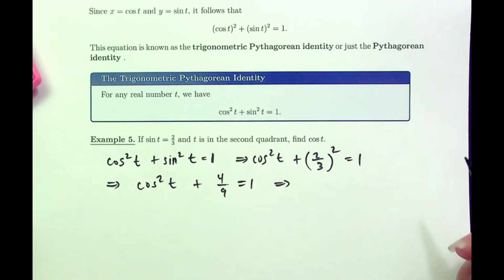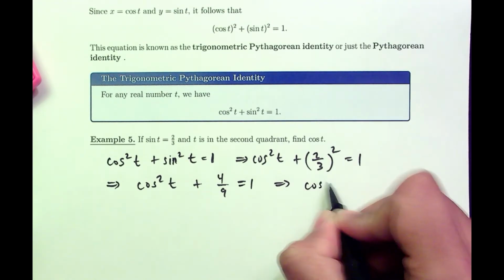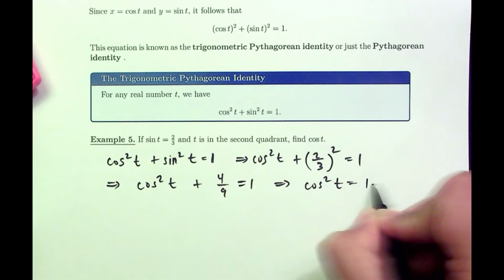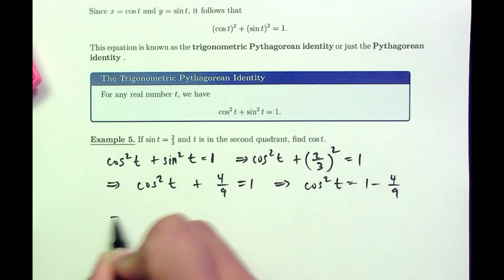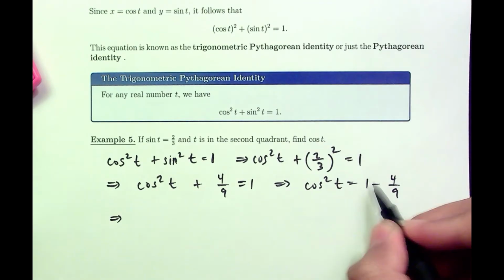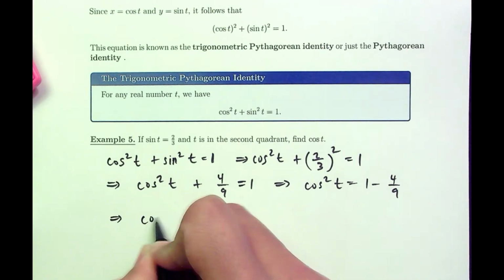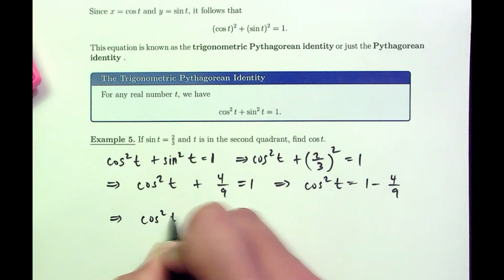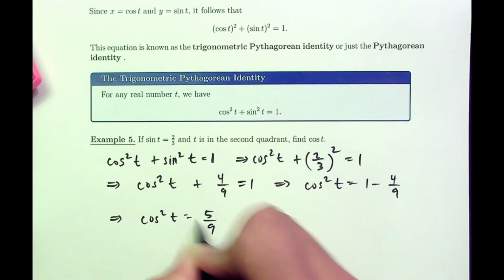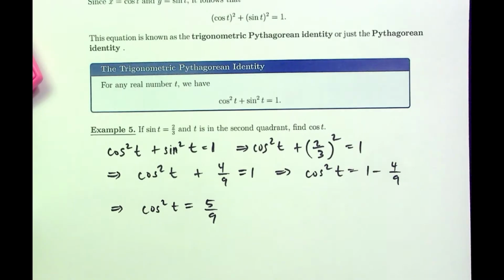And then moving the 4/9 to the other side, we're going to get cosine squared of t equals 1 minus 4/9. Simplifying that either by hand or in your calculator, you can do this by hand really easily. That would be like 9 over 9, and then 9 minus 4 is 5. So this is really just 5 over 9. So we have that the cosine squared of t equals 5 over 9.